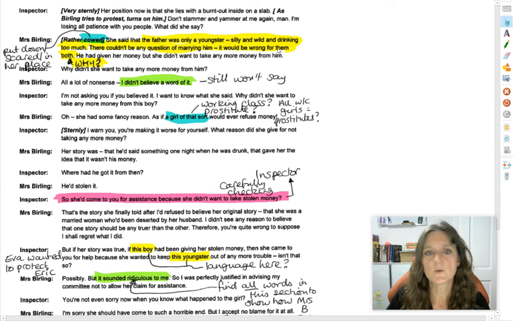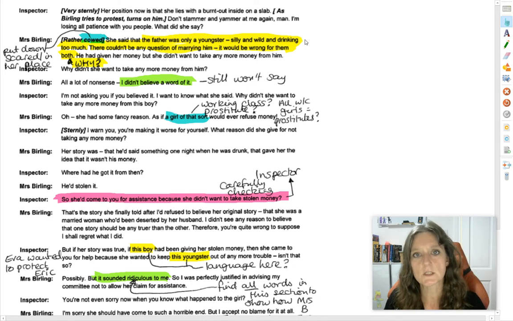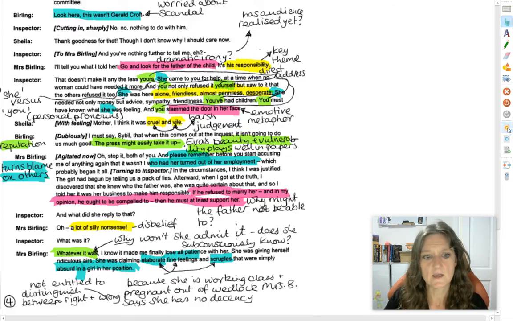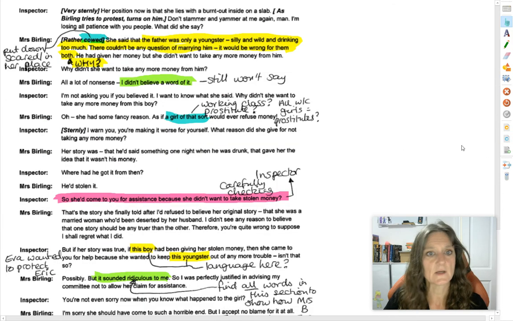She said that, and here we've got a real dramatic irony. Just to remind you again, dramatic irony is when the audience knows something that the character on the stage does not know, or the audience here is probably, at this point, I think, worked it out. "The father was only a youngster, silly and wild, and drinking too much. There couldn't be any question of marrying him. It would be wrong for them both." So that's that class thing. So if we link back here, these are the elaborate fine feelings, scruples, and the ridiculous airs that Mrs. Birling said that she shouldn't be allowed to have.